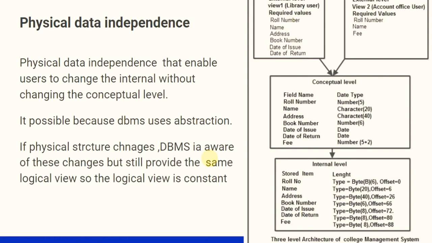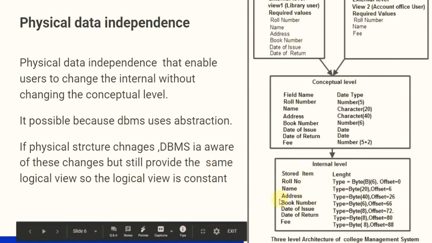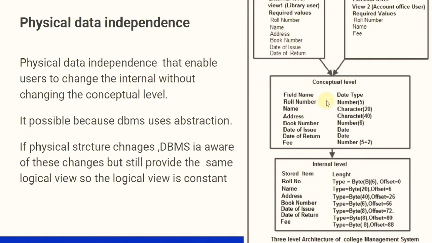Physical data independence. For example, if I want to change or update the indexes or storage of data in the internal level, data independence helps me update this section without disturbing the conceptual level. If I change something here, it will not affect my conceptual level, because we use abstraction. DBMS helps us update these things. So physical data independence enables the user to change the internal level without changing the conceptual level. It isolates the three-level architecture, because DBMS uses abstraction.